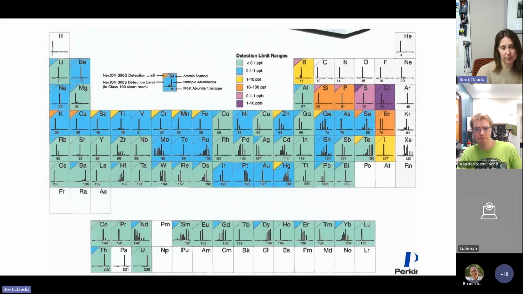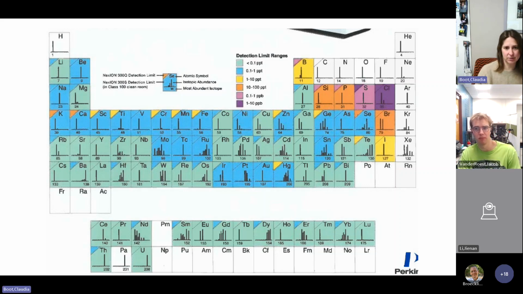This instrument is really powerful in terms of its detection limits. So you can see the scale here is in parts per billion, parts per trillion. So sensitivity is really great. Pay attention though to the little dog ear color, not the main color, because we do not have our system in a class 100 clean room. It's just in a regular lab. So you're only going to get 1 to 10 parts per trillion instead of below 0.1 parts per trillion. So you're still doing pretty good.